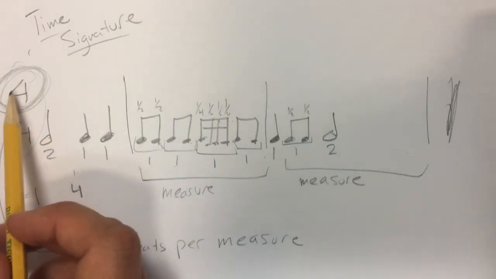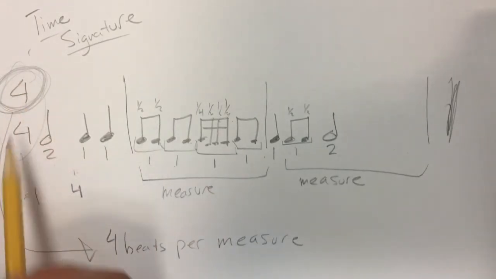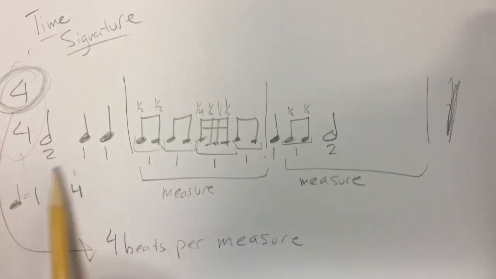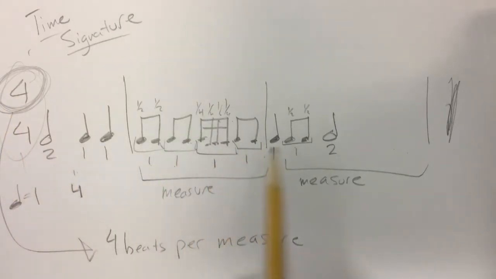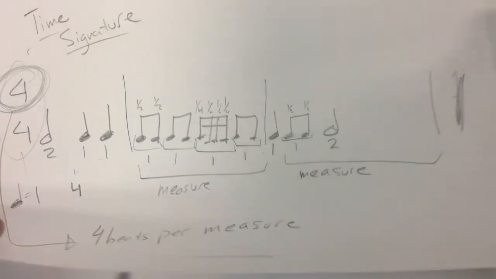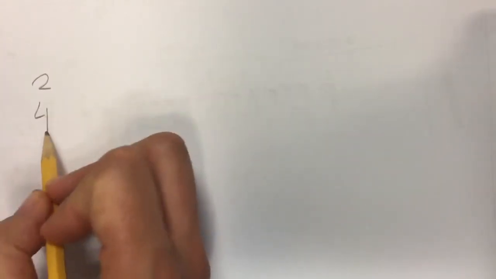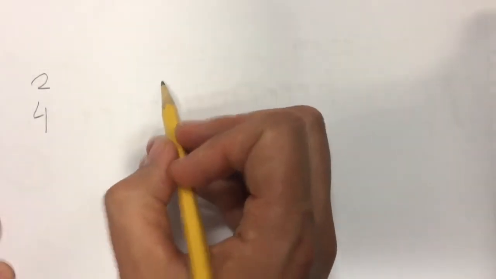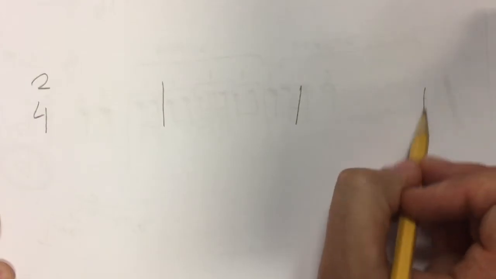If I change that number, if I make it 3 over 4 or 2 over 4, that changes how many beats per measure it is. Okay, so with this one, at 4 beats per measure, or I could change it. So let's look at an example of maybe a different one. So let's say I've got 2 over 4, okay? Here are my measures again, like that. So 2 over 4.